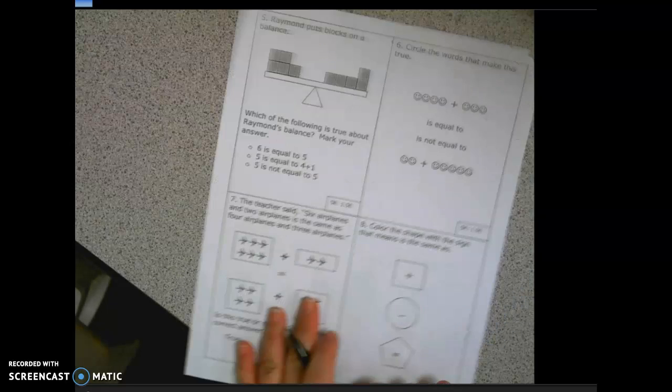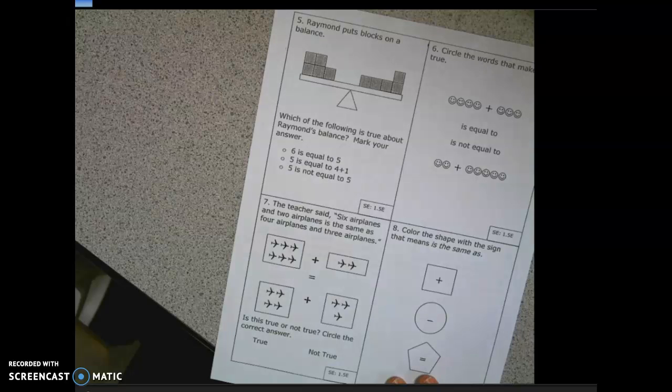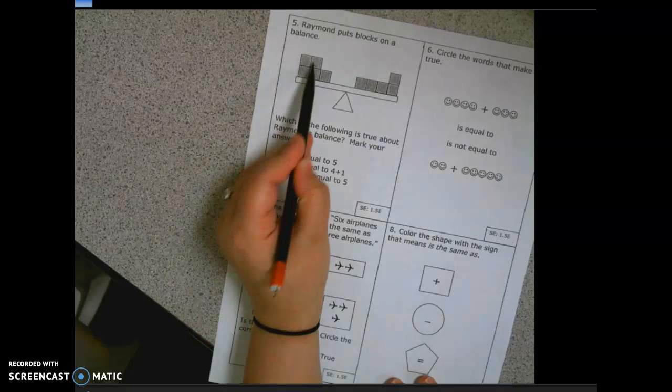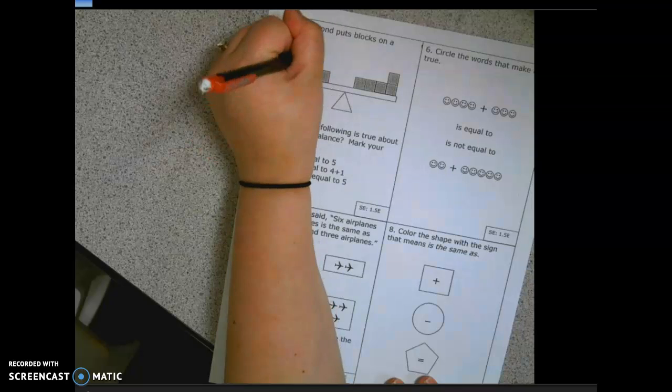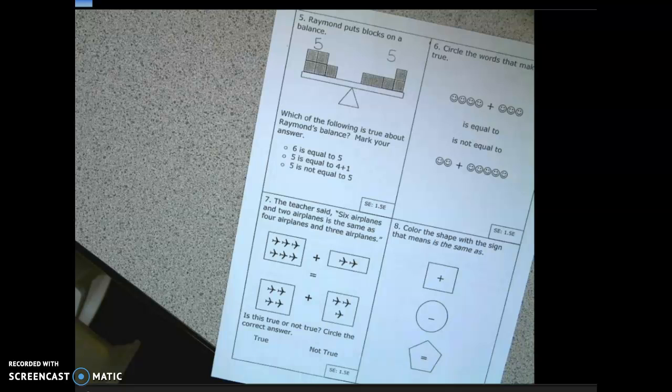Raymond puts blocks on a balance. Which of the following is true about Raymond's balance? Mark your answer. Well, I have 1, 2, 3, 4, 5, so I know I have 5 here, and I have 1, 2, 3, 4, 5. And I have 5 here. So that makes it equal because they're the same.